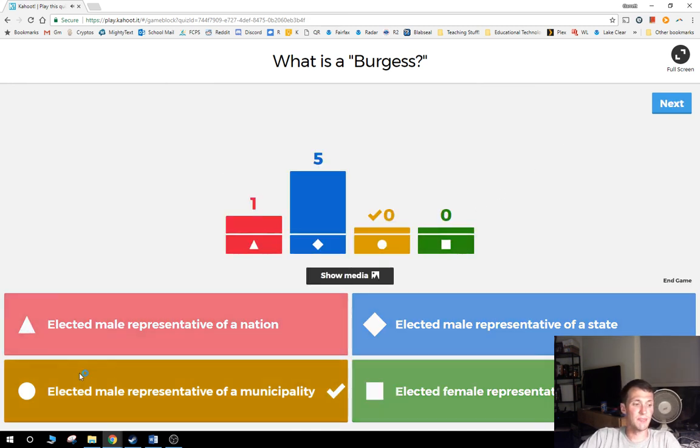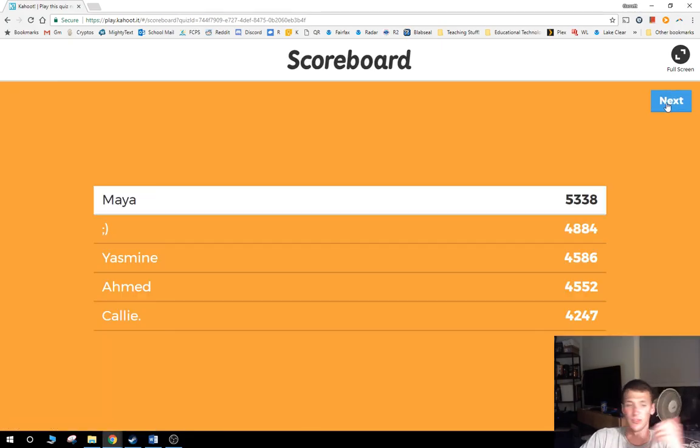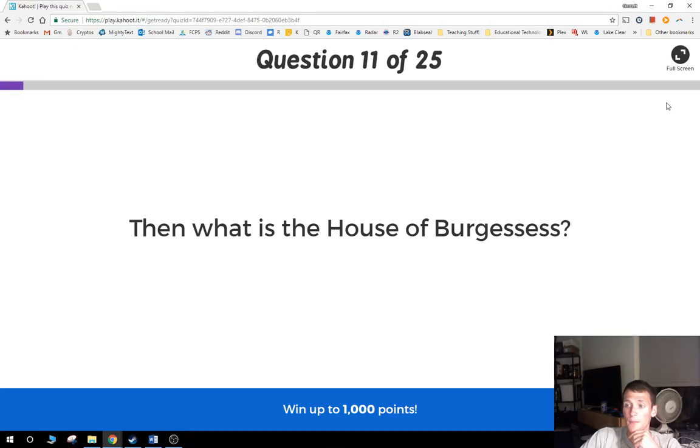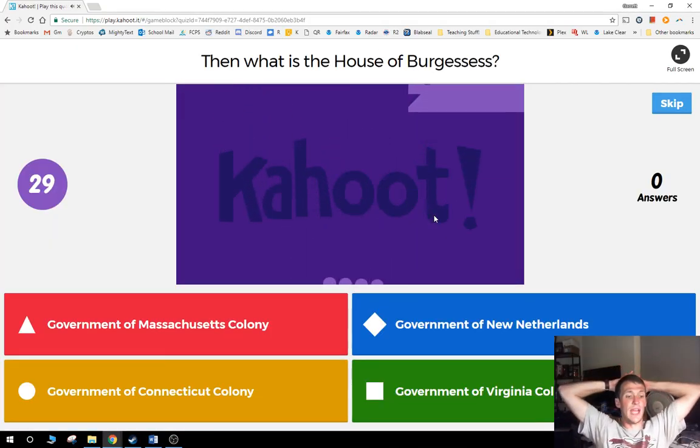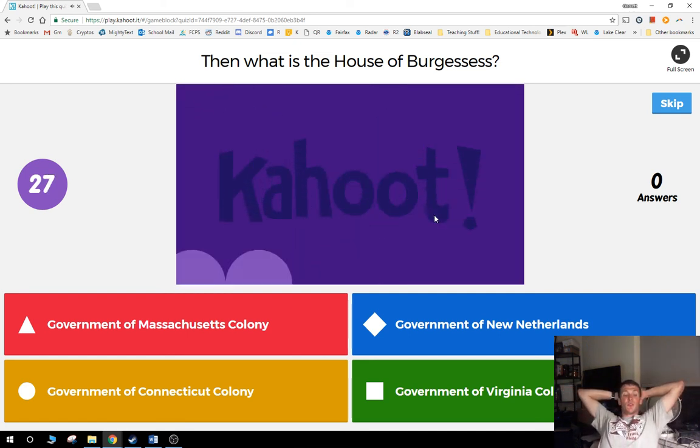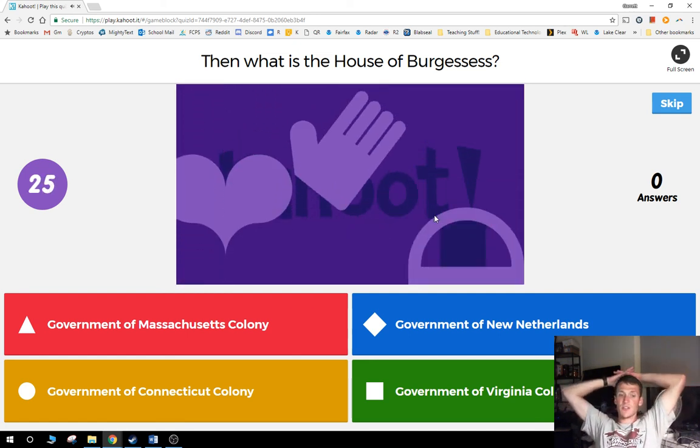Right, so it's going to be the municipality standpoint. At that point, Jamestown and such, it's going to be this kind of smaller entity. It's not necessarily the whole. So this is technically what it is. You're going to have differing burgesses from all over. Anyway, moving on. That's not going to be on the test, so don't worry about it too much. All right, here we go. So then, what is the House of Burgesses? Was it the government of Massachusetts, New Netherlands, the government of Connecticut Colony, or Virginia?